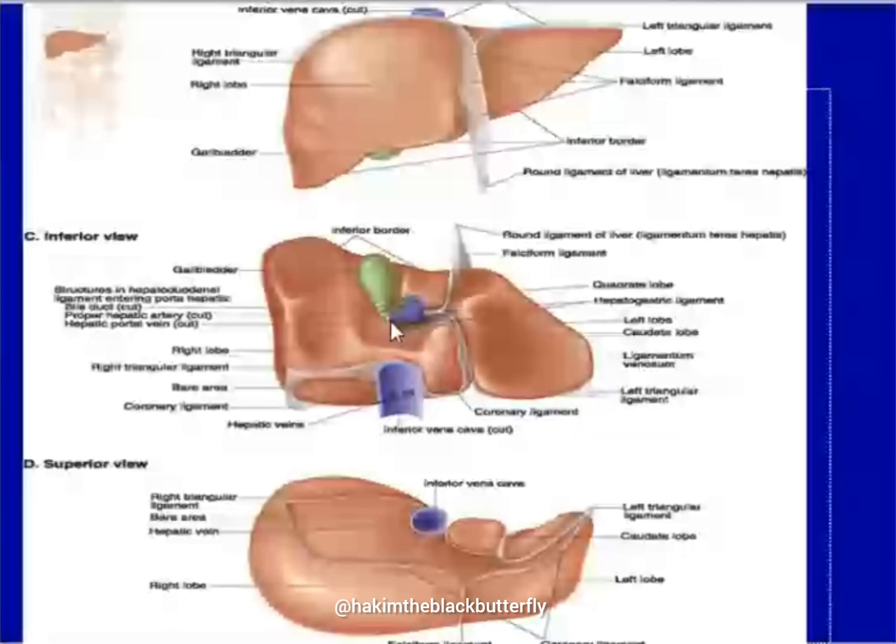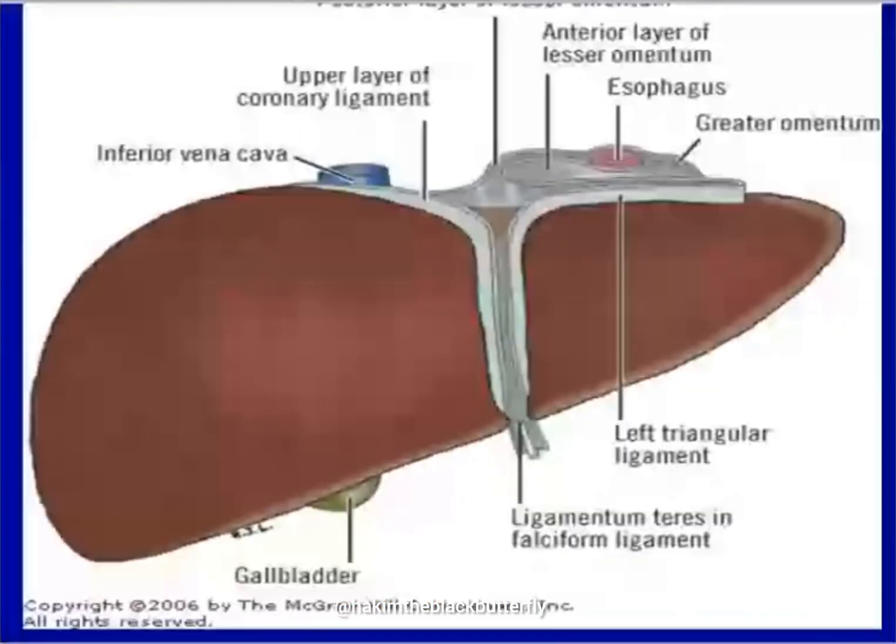The porta hepatis can also be known as the hilum of the liver. So you can say the hilum of the liver or the porta hepatis. Now, this peritoneum, which is surrounding the structures of the porta hepatis, is the hepatoduodenal ligament.